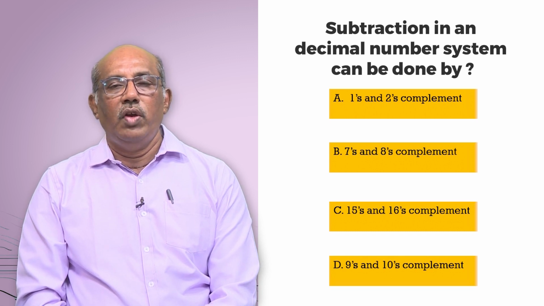So, you know that we have got the decimal number system and the r's complement or the b's complement, that is r, that is the base is 10 in a decimal number system.